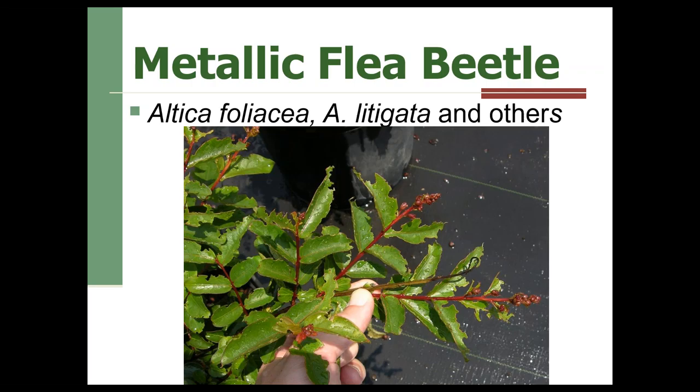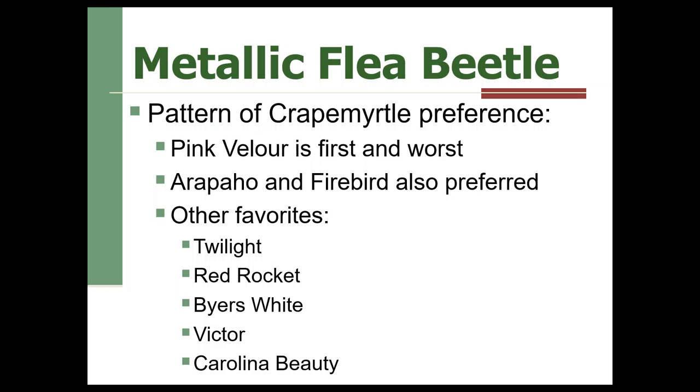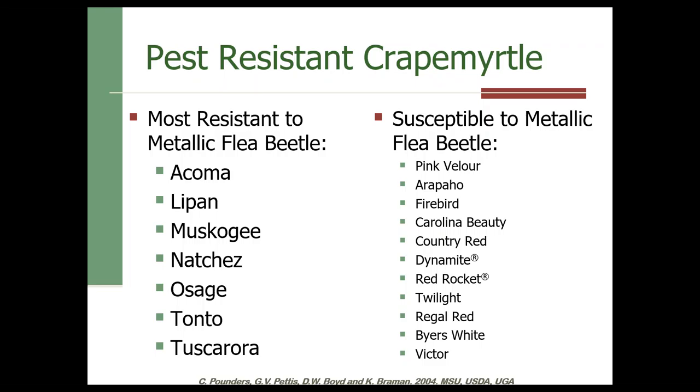In terms of crepe myrtle cultivar susceptibility, Pink Velour has been said by many to be the first and worst. Arapaho and Firebird also are preferred, and a few others are listed there: Twilight, Red Rocket, Byers White, Carolina Beauty. And then there was some research done in Mississippi in 2004 that also looked at cultivars, and they have a little bit more extensive listing of resistant cultivars, which include Acoma, Lipan, Muskogee, Natchez, Osage, Tonto, and Tuscarora. And then you can see a much longer list of cultivars susceptible to the flea beetle there. And as I said, we probably don't know about the newer cultivars on the market yet. And hopefully Alan Owings can help us in the future.